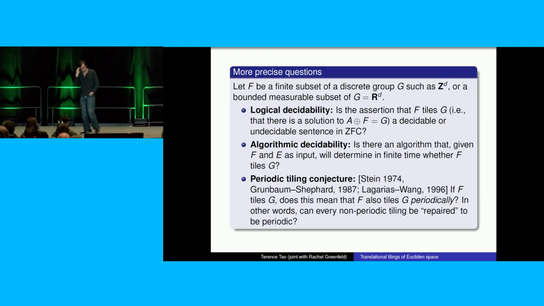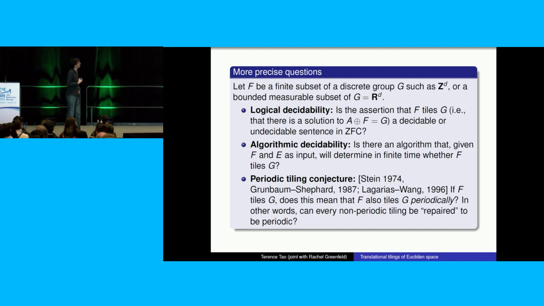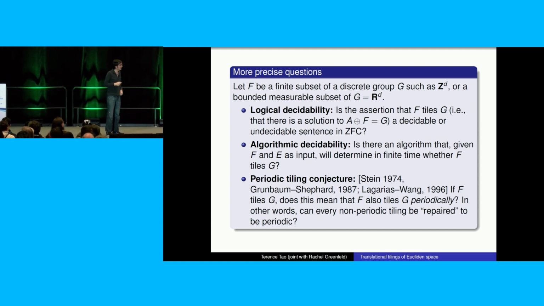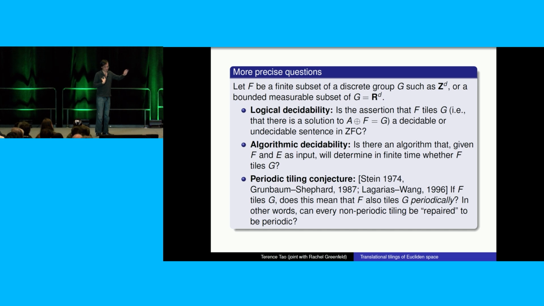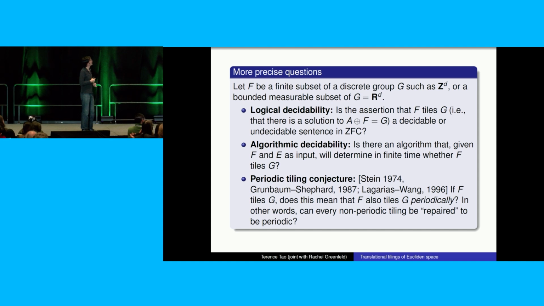So here are some more precise versions of these problems. The first is what I would call logical decidability. If I give you a finite set F and ask, can it tile, is there some way to shift it back and forth so that it tiles the whole space? Is this even a decidable statement? Is it even provable or disprovable that either you tile or you don't tile, in whatever your favorite model of logic is, let's say ZFC set theory? So this is a question of logical decidability. Is it provable or not provable?